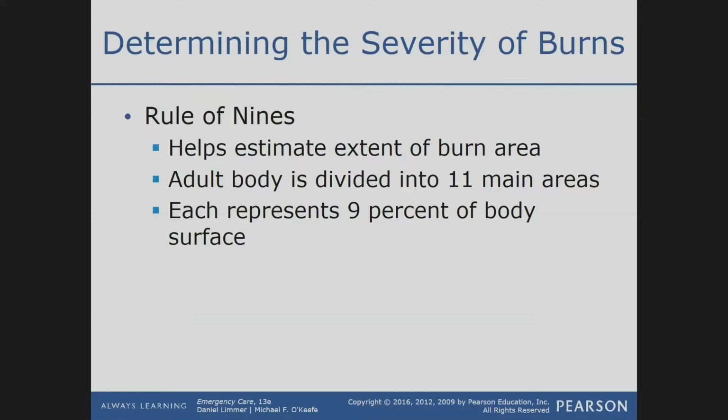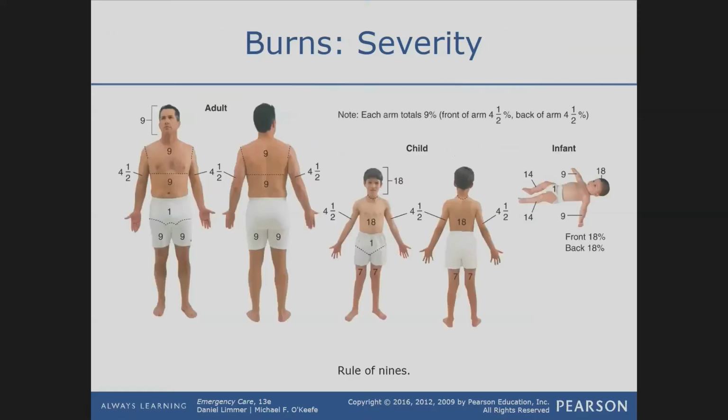Now, for children and babies, that changes, okay? And it's on you to go over those and memorize which section is what percentage. So here, I would take a picture of this. Just the thoracic cavity alone, the front is 9%. The back is another 9%. So if the front and back are burnt, that's 18% of the body. Okay, so that's how that works.